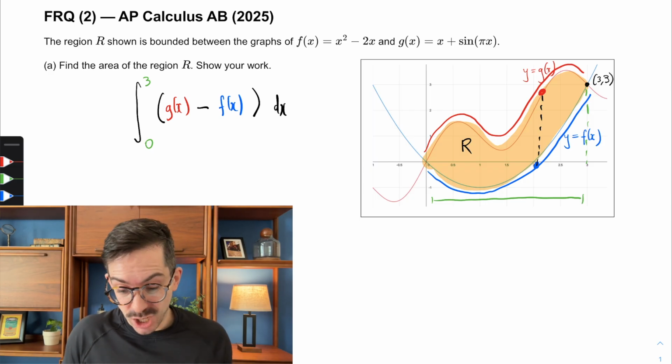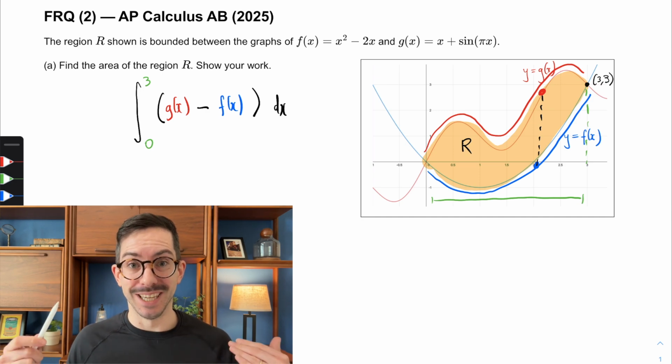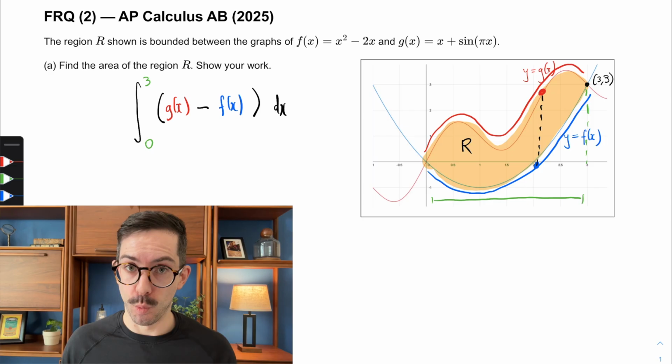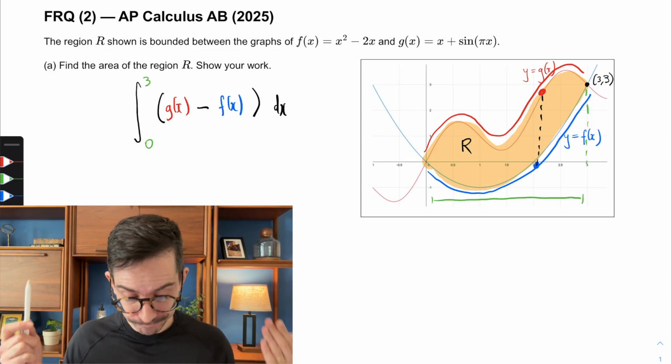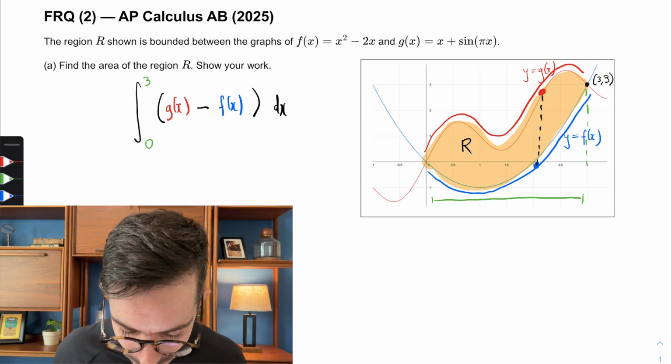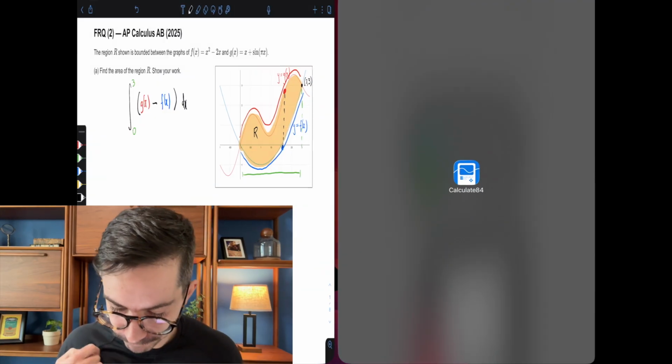So, I could write down the rules here for f and g, but if you look at the scoring guidelines, this is perfectly adequate. We'll get full credit for showing our work, and why waste time writing down these complicated rules when we don't have to. So, let's pull up our calculator here to actually figure out our answer.